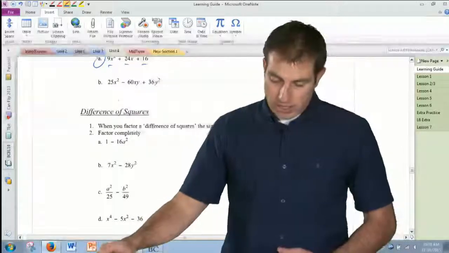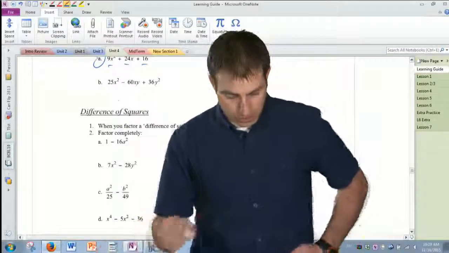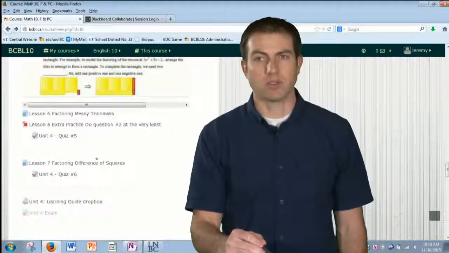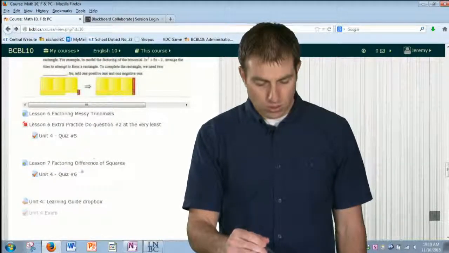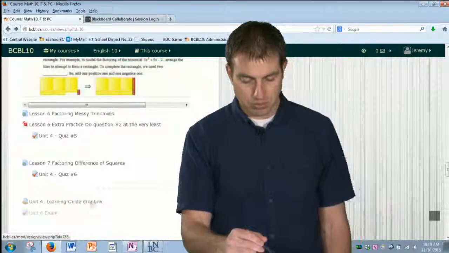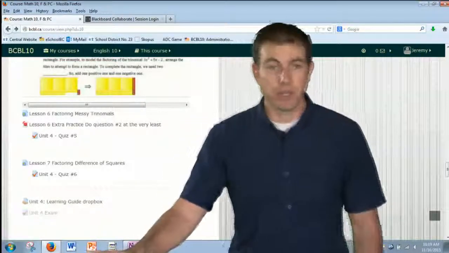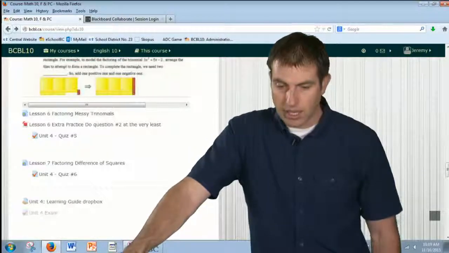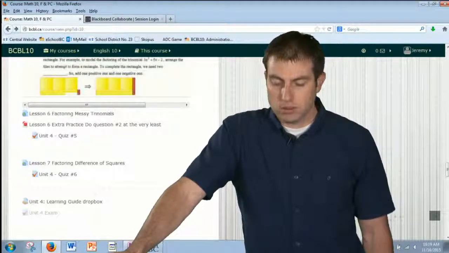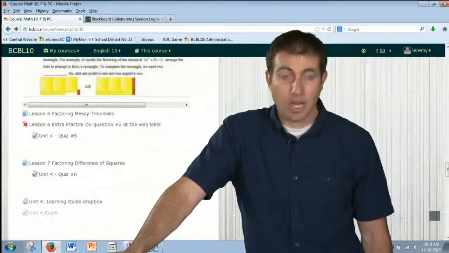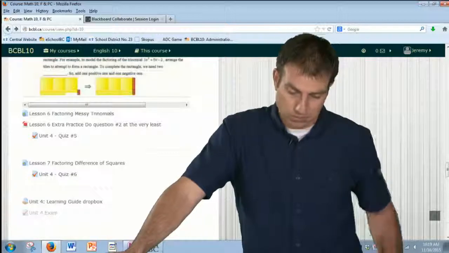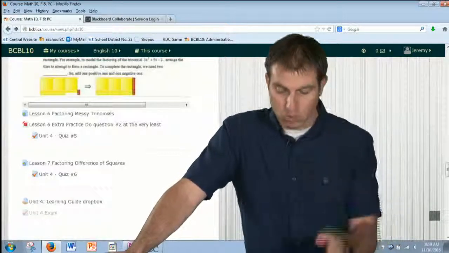So the test, that's the last section for this unit. This is lesson 7, difference of squares here. So the learning guide Dropbox is right here. That's your submission of your learning guide. When are we going to write the test? I'll spend all day tomorrow, like an hour. Just have a short class tomorrow. I'll spend an hour going through any questions you might have on anything, factoring, anything Unit 4 related.